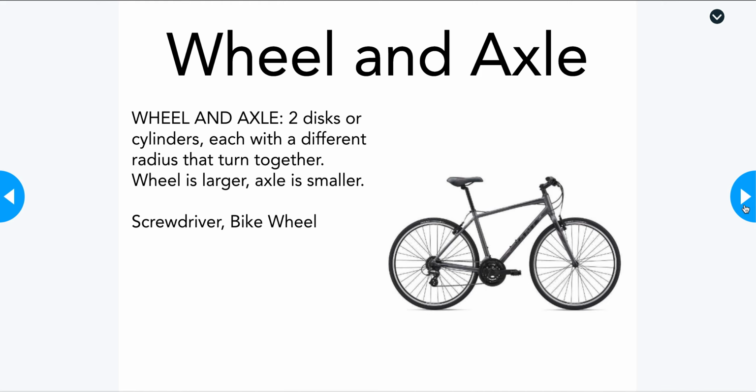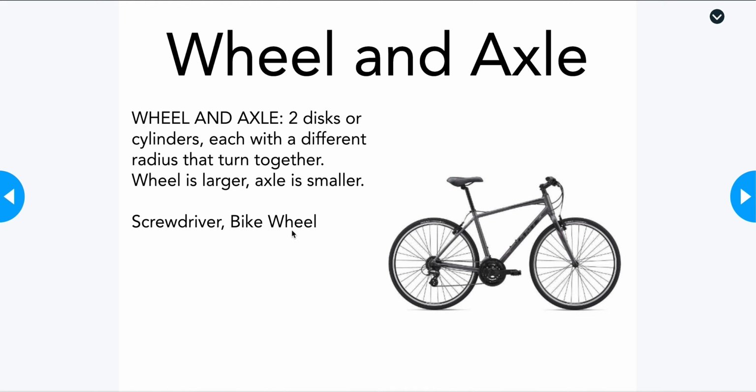Next up is the wheel and axle. A wheel and axle is defined as two discs or cylinders, each a different radius, that turn together. The wheel is larger and the axle is smaller. So if you imagine for me for a second a screwdriver, you have the handle, which is a little bit thicker, and the shaft of the screwdriver, which is thinner. So the handle of a screwdriver is actually a wheel, and the shaft of the screwdriver is an axle. And in this example, you turn the wheel, the handle of the screwdriver, and that turns the axle of the screwdriver, the shaft of it.